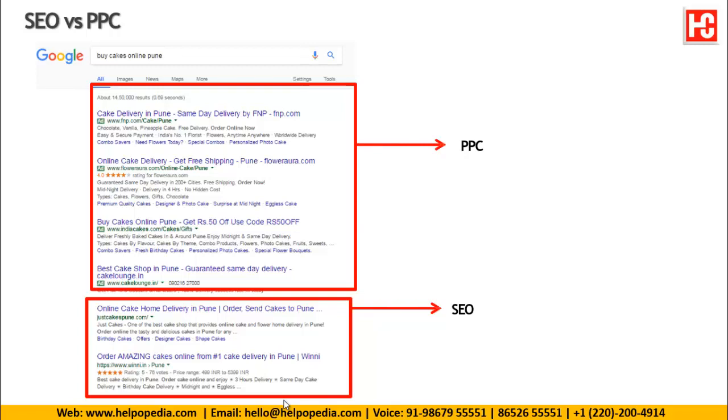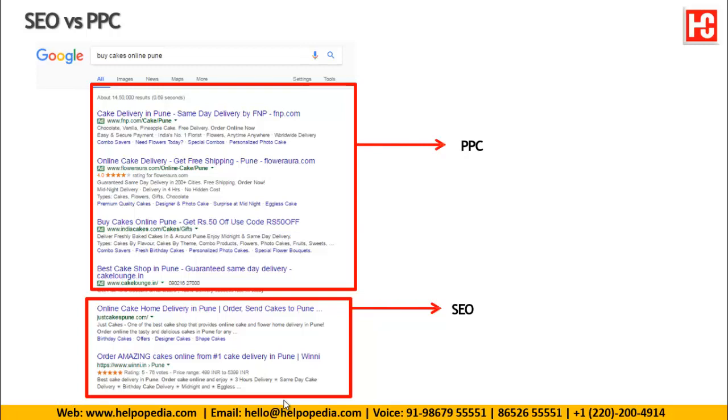So if I say 5 rupees, and then someone clicks on this link which contains digital marketing, then 5 rupees will get deducted from the advertiser's account. That is the reason we call it pay per click ads.